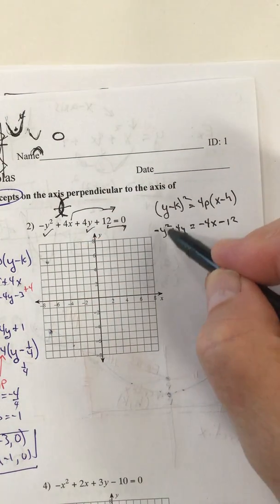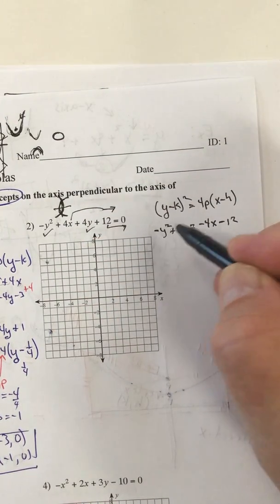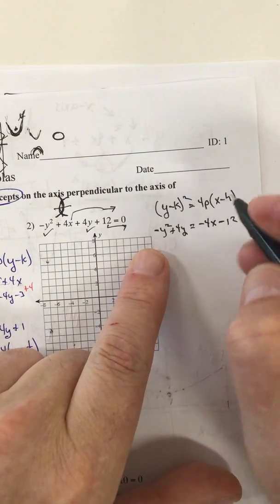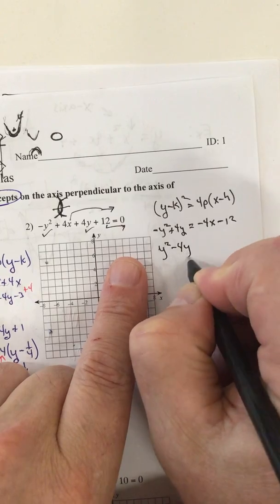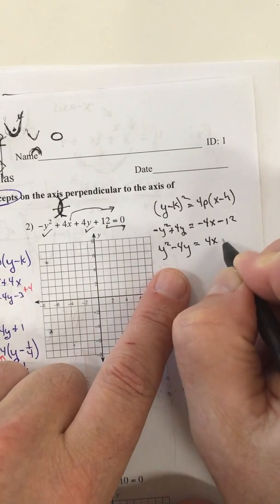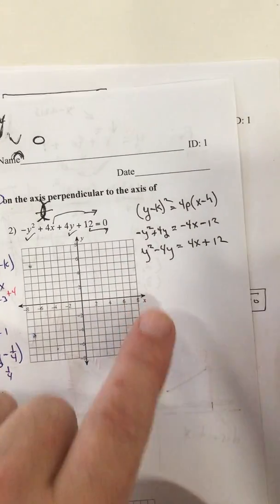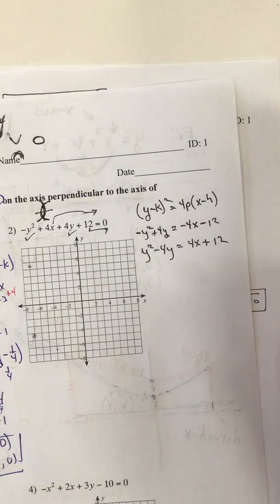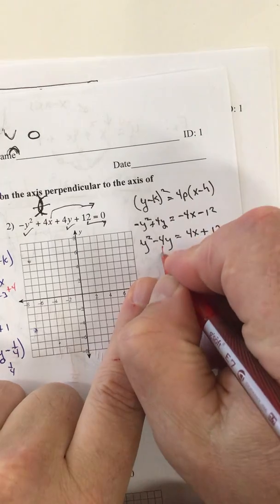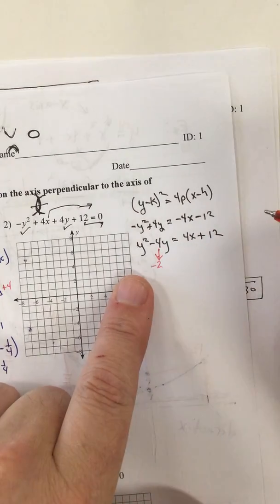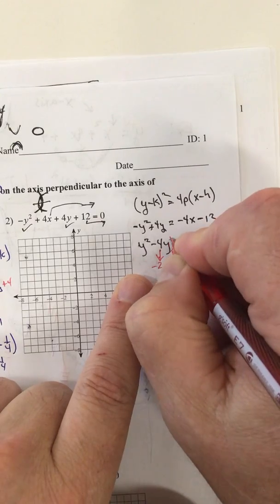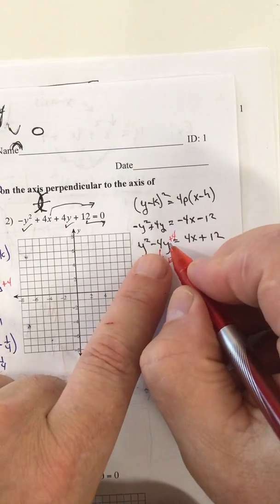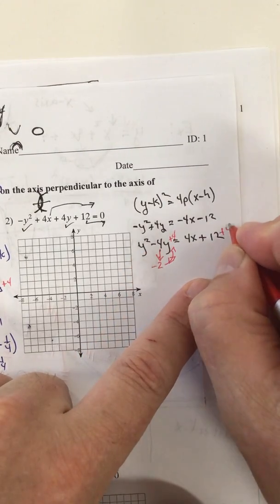Now, I don't particularly like completing the square with a negative in the front, so I'm just going to multiply everybody times -1. That'll make it y squared minus 4y equals 4x plus 12. As long as we do it to all the pieces, that's a legal step. Okay, completing the square. Cut that number in half, -2. Square that into the whole. So -2 squared means I have to do a plus 4 there. If I do a plus 4 on the left, I have to do a plus 4 on the right.